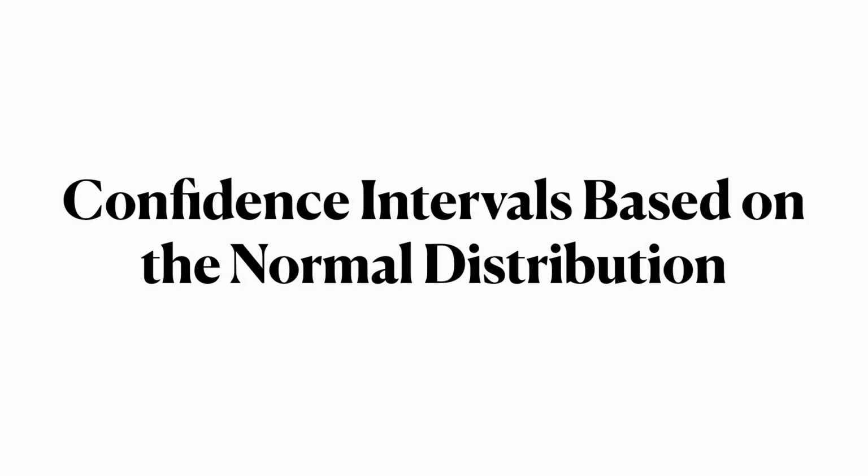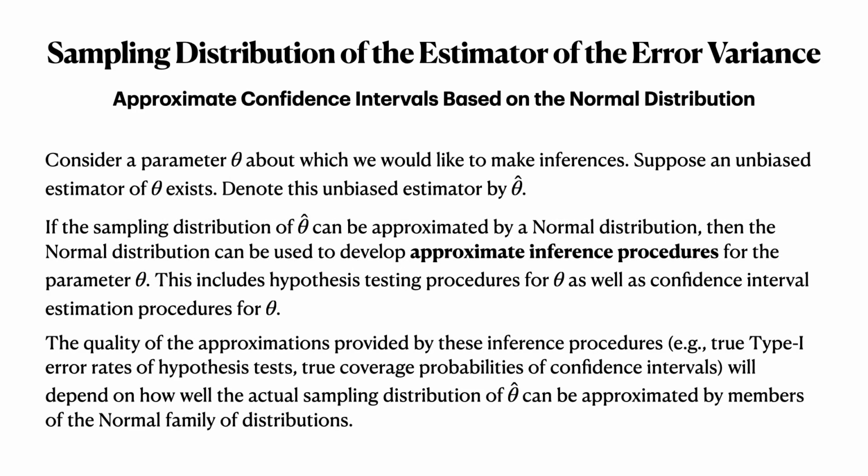Next, let's look at a method for constructing confidence intervals for sigma squared based on the normal distribution. Consider a parameter theta about which we would like to make inferences. Suppose an unbiased estimator of theta exists. Denote this unbiased estimator by theta hat. If the sampling distribution of theta hat can be approximated by a normal distribution, then the normal distribution can be used to develop approximate inference procedures for the parameter theta. This would include hypothesis testing procedures for theta as well as confidence interval estimation procedures for theta.